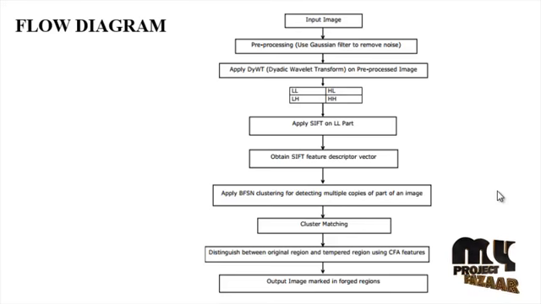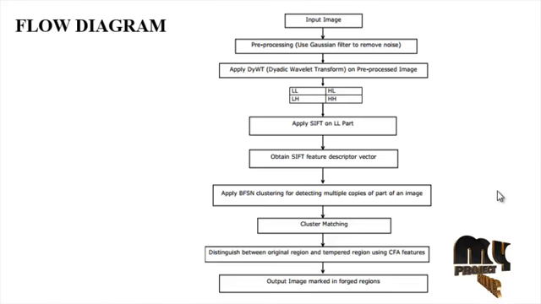Let us discuss the flow diagram of the process. First of all, we select the input image, which should be a tampered image. Then pre-processing: in the pre-processing step, we use a Gaussian filter to remove noise, and then apply the DyWT, the dyadic wavelet transform, on the pre-processed image, and calculate the LL, HL, LH and HH parts. Then we calculate the feature extraction.